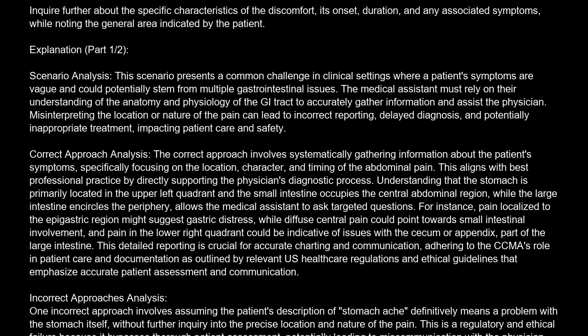The correct answer is D. Inquire further about the specific characteristics of the discomfort, its onset, duration, and any associated symptoms, while noting the general area indicated by the patient.